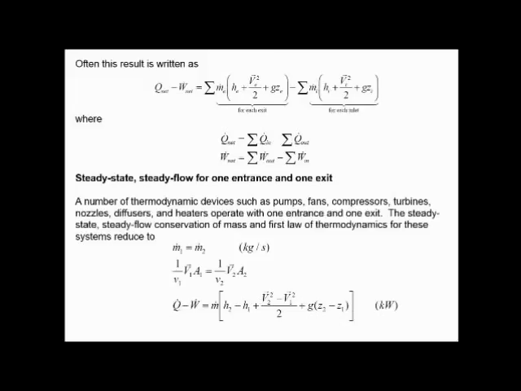Now consider steady flow with one entrance and one exit. I was talking about some thermodynamic devices like pumps, compressors, turbines, nozzles and diffusers, which have one entrance and one exit. So for steady flow, the conservation of mass reduces to m1 dot equals m2 dot, and you can substitute it. You are quite comfortable with these formulas now, I guess.